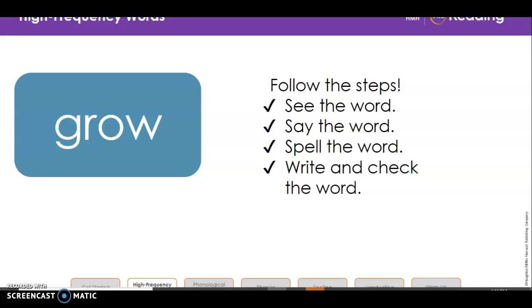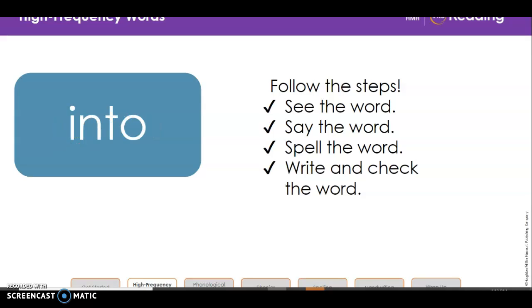G-R-O-W. The letters O-W stand for the long O sound, o. Blend with me. G-R-O. Grow. Now skywrite the word grow. G-R-O-W. Try to write it without looking. G-R-O-W.